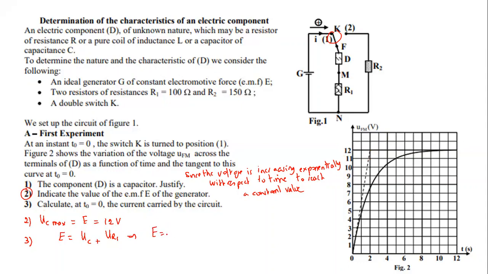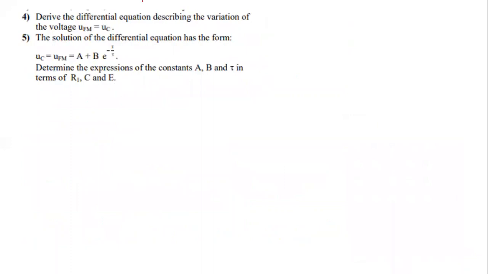At t equals 0, the capacitor was uncharged, so it's equal to 0 plus R1 times I0, which means that I0 equals E over R1. It's equal to 12 over 100, which means it's 0.12 ampere. The next part, derive the differential equation in terms of UC.